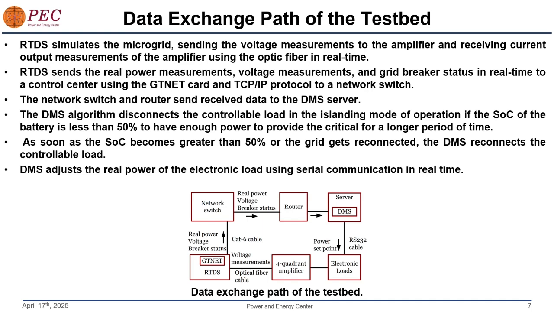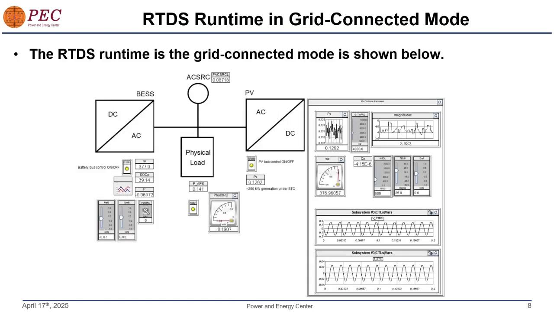So if it sees the battery has more than 50% charge, it's going to support all the load, but as soon as the battery drops below 50%, it only supports the critical load, so it would be able to support them for a longer period of time. And the serial communication, as explained, is used to adjust the electronic load's output in real time.